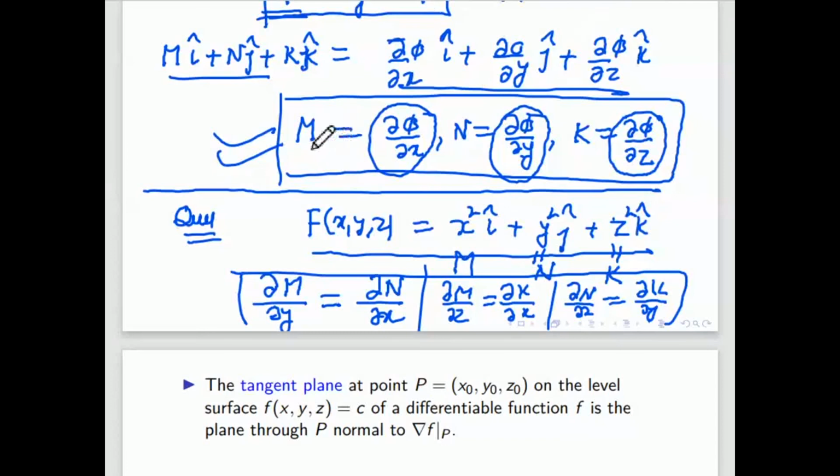So this one is coming from here, because if you find the mixed partial derivative del M by del y, it will come del 2 phi by del x del y, and if you differentiate N with respect to x, you will get del 2 phi by del x del y. Because it is smooth, the mixed partial derivatives will be the same. So that's why I wrote del M by del y equal to del N by del x.